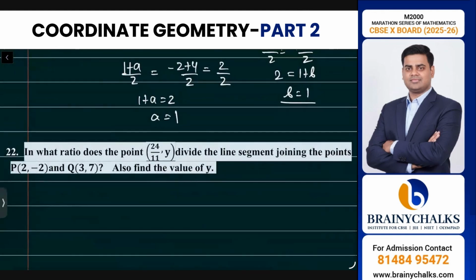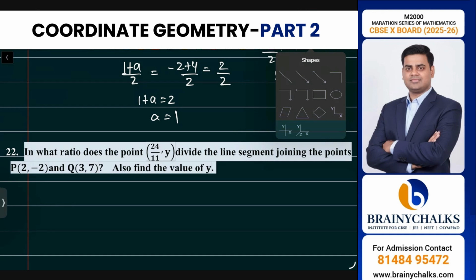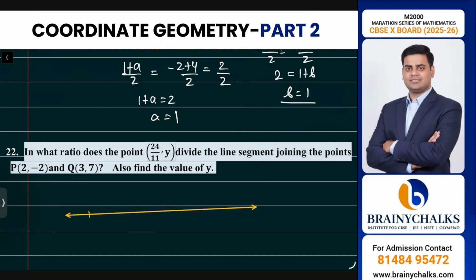Next question. In what ratio does the point 24 by 11, y divide the line segment joining the point P 2, minus 2 and Q 3, 7? Also find the value of y. So let the line joining P and Q be, P is 2, minus 2, Q is 3, 7. In what ratio does the point 24 by 11, y divide it?